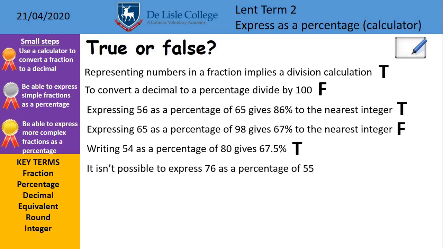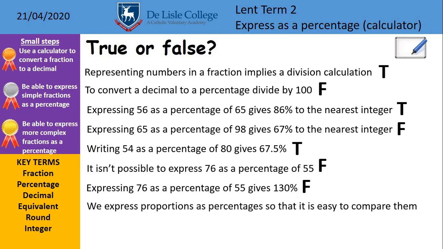It isn't possible to express 76 as a percentage of 55. This is false. Remember, we can express a bigger number as a percentage of another. It will just give us a percentage greater than 100. Expressing 76 as a percentage of 55 gives us 130%. Just checking in my calculator. It's false. It gives us 138% to the nearest integer. We express proportions as percentages so that it is easy to compare them. Yes, this is true.